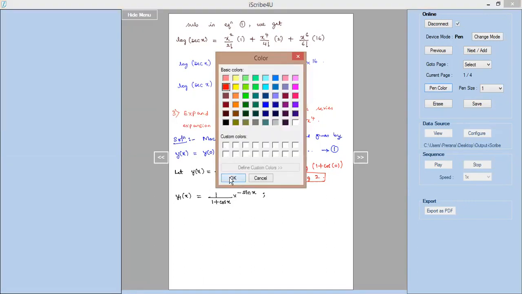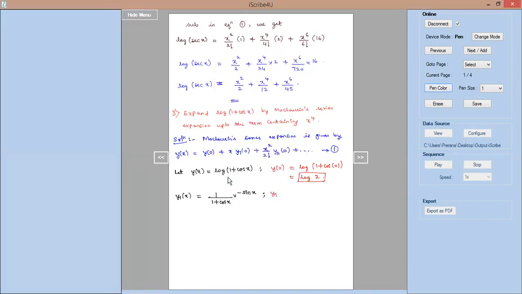Now at the point 0 we will find out. So y1 of 0 will be minus sin 0 divided by 1 plus cos 0. Sin 0 is 0. 0 divided by anything will be 0 itself. So we obtain y1 of 0 is equal to 0.